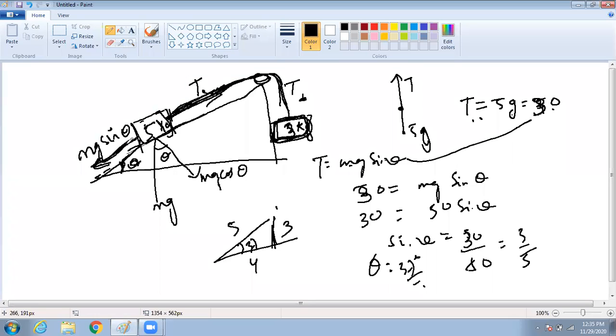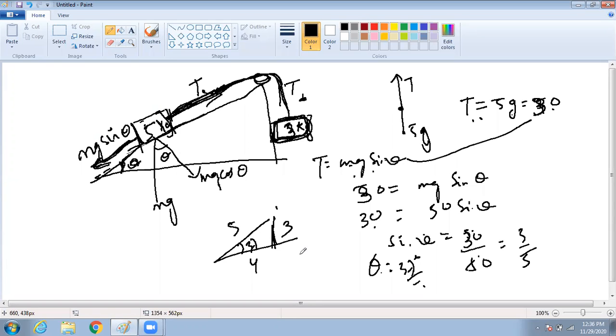So that way opposite force. This is stable, this is in equilibrium. It's not moving. So this force is cancelling this force. So T equal to mg sin theta. mg is what? 5 into 10, 50. So 50 sin theta equal to 30. So sin theta is 3 by 5, theta is 37 degree. This is the answer. Yesterday's class, if you attend, you will be able to understand this.